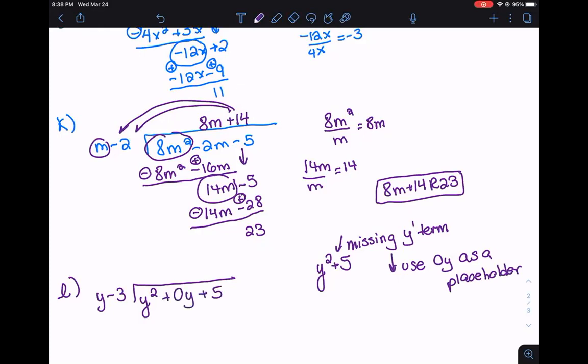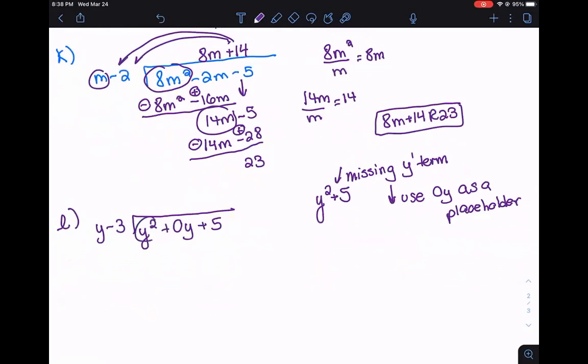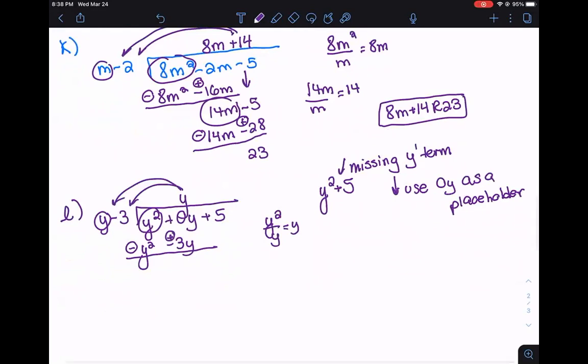So I'm going to fix this and make it 0y plus 5. Now, why do we put a plus rather than a minus 0? Because who wants to look at a negative when we can look at a positive? So again, please be mindful of that. Y squared divided by y is y. Y times y. Y times negative 3. Negate, negate. Now these cancel the y squareds, but now look what happens. Now my 3y is right above the 0y, and all of my terms are lined up.